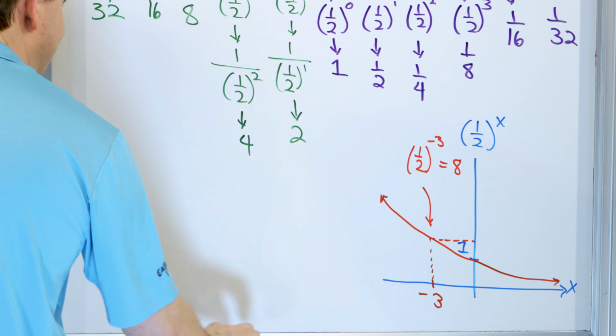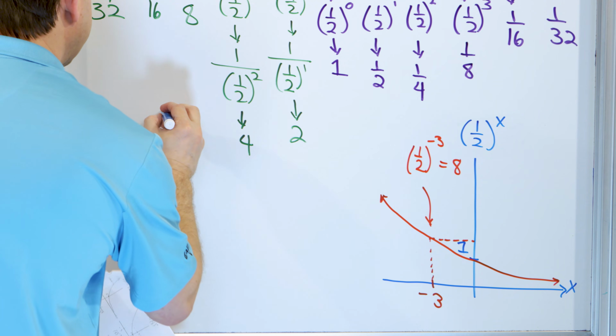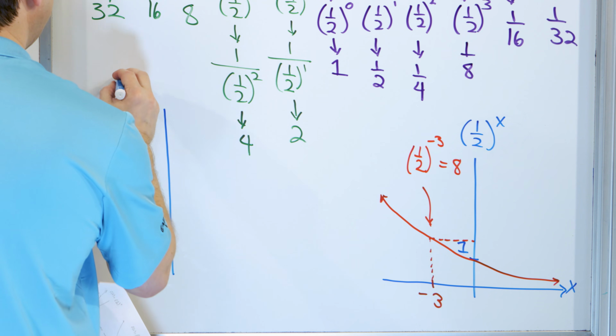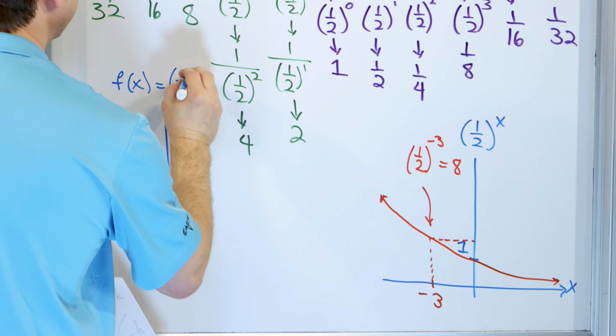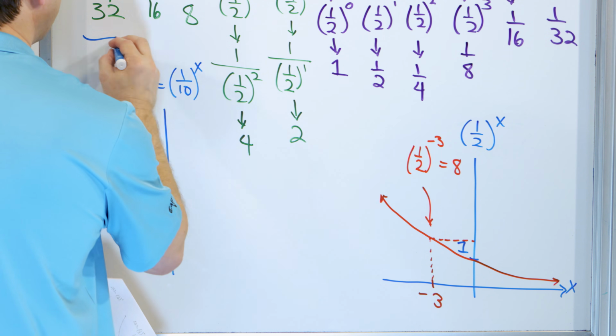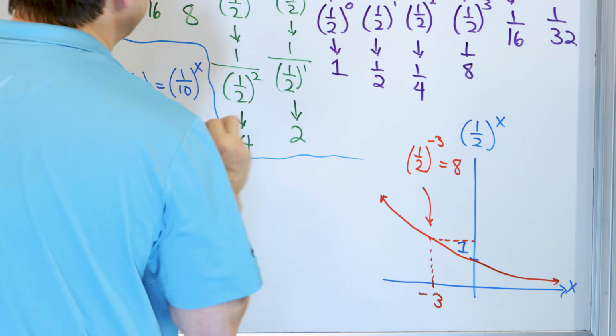Now let's do the exact same curve, but let's change it so that we say f of x is equal to, we change the base to make it even smaller, 1/10 to the power of x. Kind of draw a little dividing line right here.